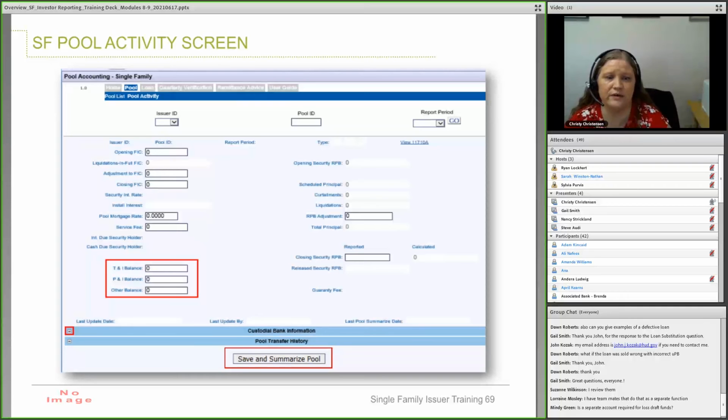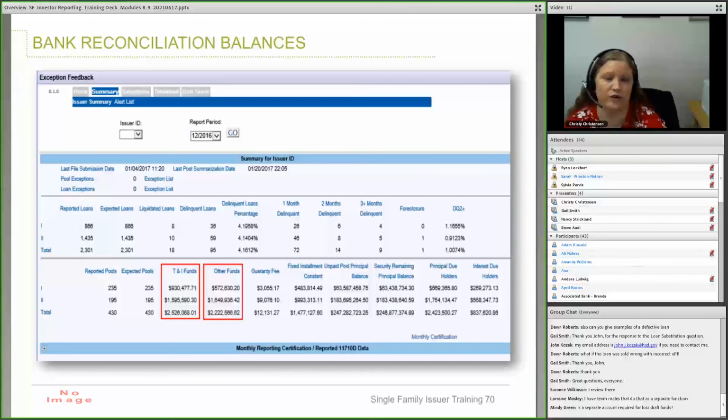The Save and Summarize Pool button at the bottom of the screen, in the red box, needs to be clicked when any information on this screen is updated, or if any loan level fields are updated, as certain loan level information is moved over to the pool behind the scenes.